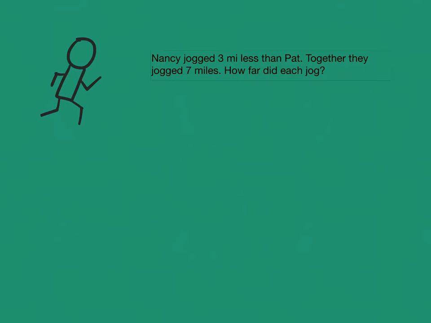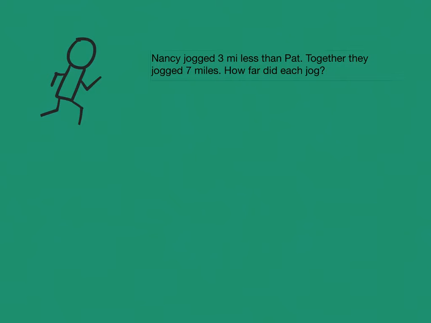Well, you can probably guess that Pat ran 5 miles and Nancy ran 2 miles for a total of 7, and Nancy jogged 3 miles less than Pat. So that's our answer, but that's not really the point. The point is for us to take this problem and write an equation.